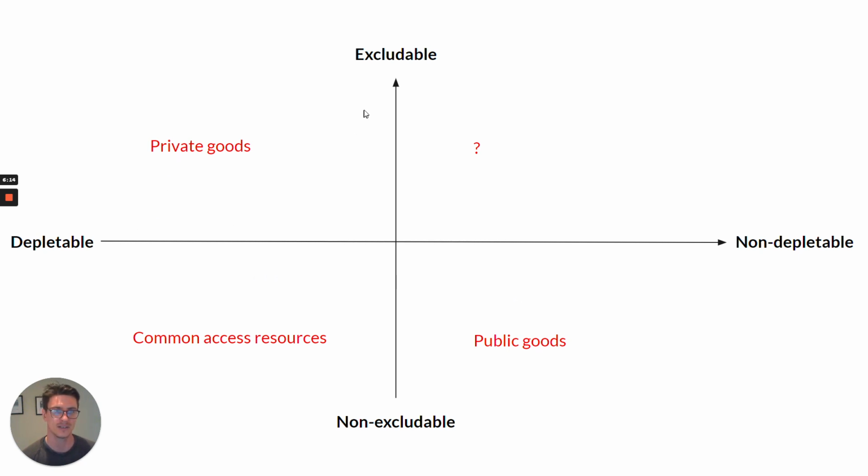and just remember that all of these things exist on a bit of a continuum. Okay, so they can be something that could exhibit more excludability or more rivalry than another good. But for example, they could both still be a common access resource or a public good.